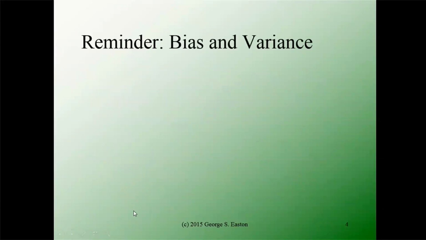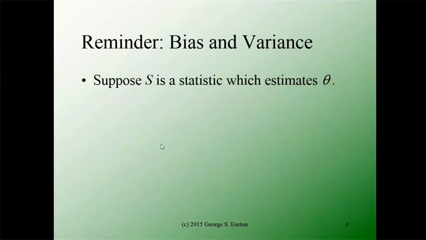Now, before we get into the bias and variance trade-off, I want to remind you about what bias and variance are. Let's suppose that I have a statistic S. I'm just using the capital letter S here to represent some statistic, which will be computed off of data. And let's suppose that this statistic S estimates some unknown parameter theta.